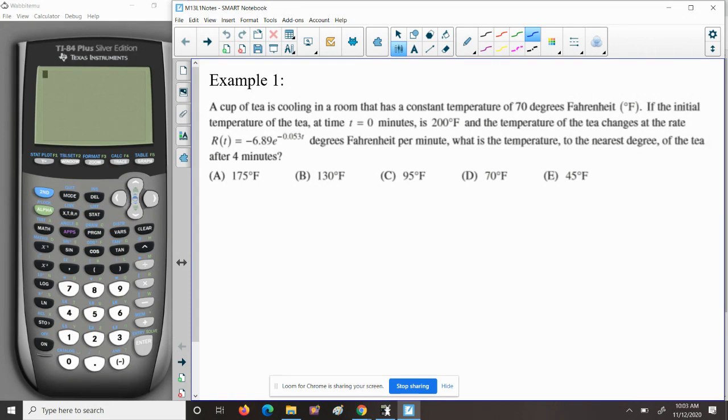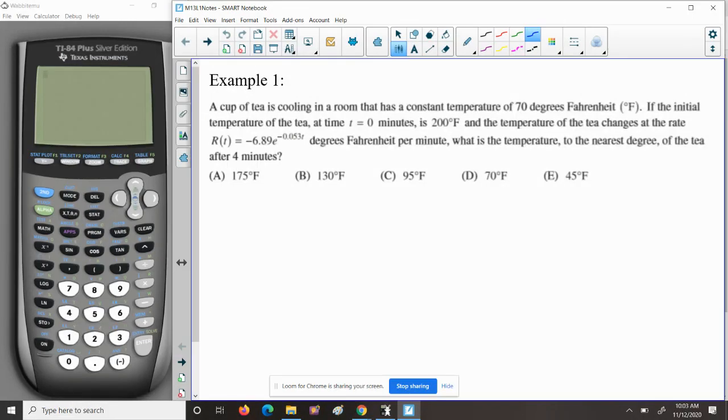Okay, so first one here: a cup of tea is cooling in a room that has a constant temperature of 70 degrees Fahrenheit. If the initial temperature of the tea at time t equals 0 minutes is 200 degrees Fahrenheit, and the temperature of the tea changes at the rate R of t equals that big equation, degrees Fahrenheit per minute, what is the temperature to the nearest degree of the tea after 4 minutes?